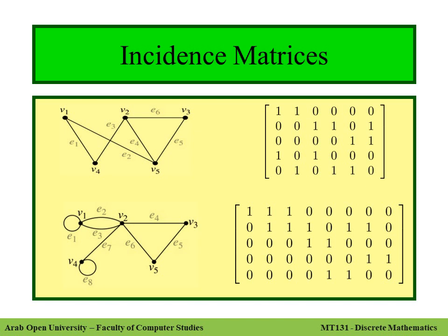Also, an interesting thing in this graph is a loop. If an edge connects 2 different vertices, there will be ones, and in each column, the one is repeated twice.